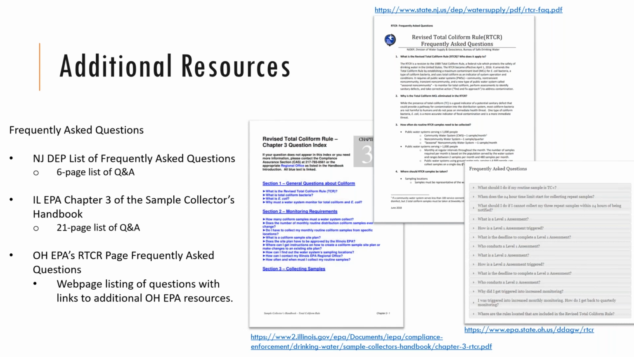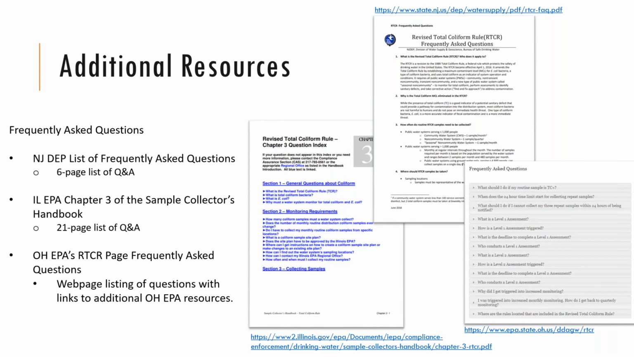Illinois EPA also has a comprehensive 21-page document listing a variety of questions covering monitoring requirements, sample collection procedures, how to interpret laboratory results, what happens if, what you can do to check if the sample results are invalidated, and much more. This document is probably more suitable for current operators who need a refresher on some of the topics and have more specific questions that they might have.